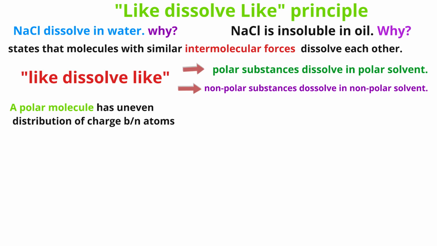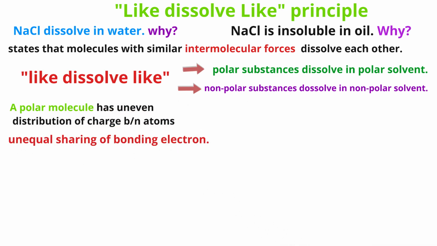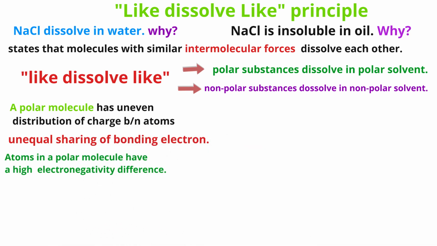A polar molecule has uneven distribution of charge between atoms. Again, there is unequal sharing of bonding electrons in a polar molecule. Atoms in a polar molecule have a high electronegativity difference between the bonding atoms.